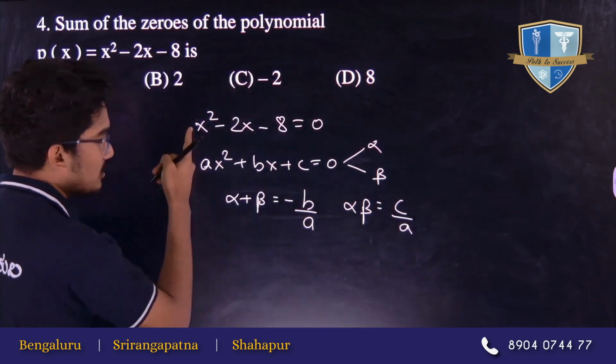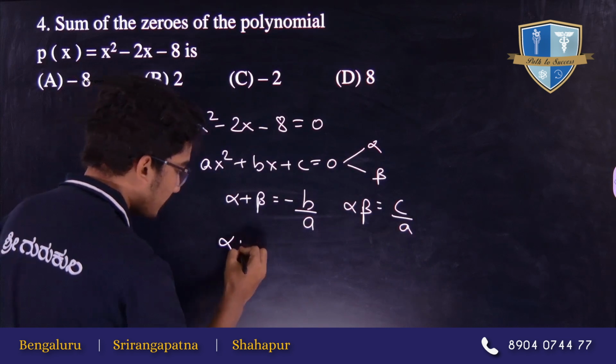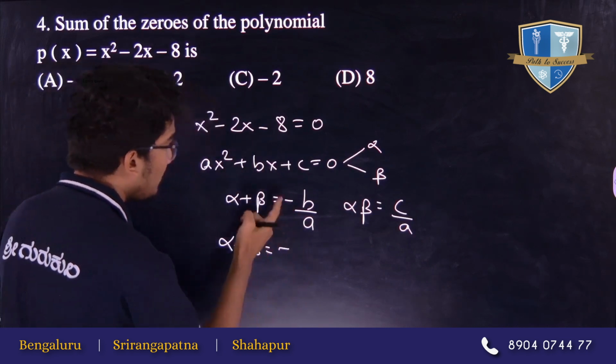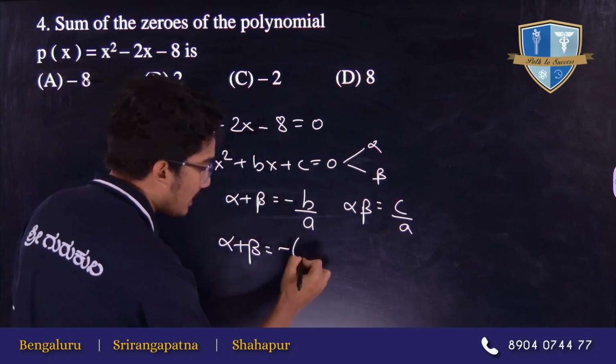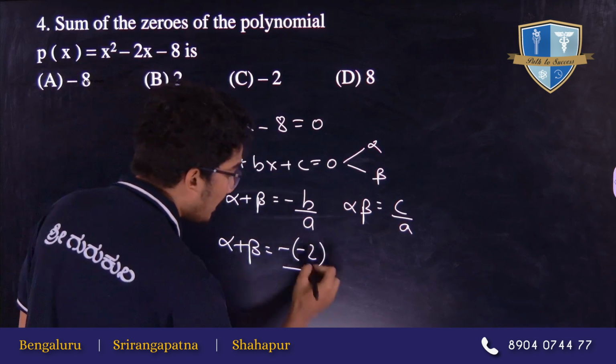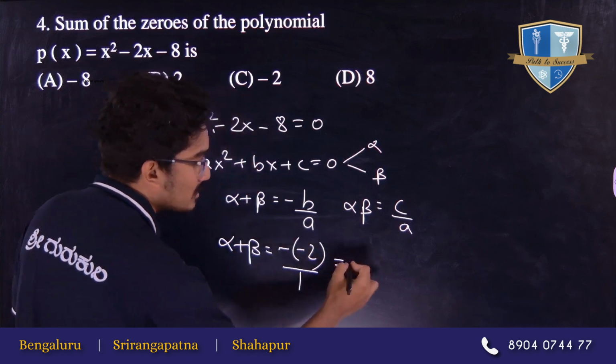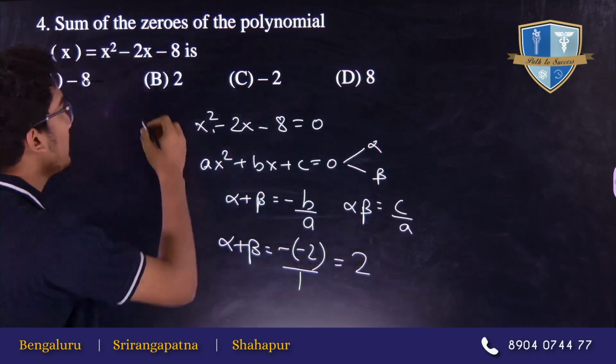So let's compare these two equations and write alpha plus beta. Alpha plus beta will be -b/a, and b here is -2. So minus times minus 2 divided by a, and a here is 1. So this will be equal to minus times minus 2, which is 2. So our correct answer will be option B.